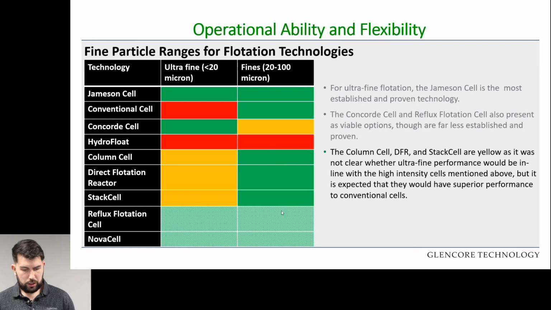Now, the column cell, the DFR, and the StackCell are all yellow in this table. And this is because it was not clear whether ultrafine performance would be in line with the high-intensity cells that we just mentioned before, but it is expected they would have superior performance to conventional cells.